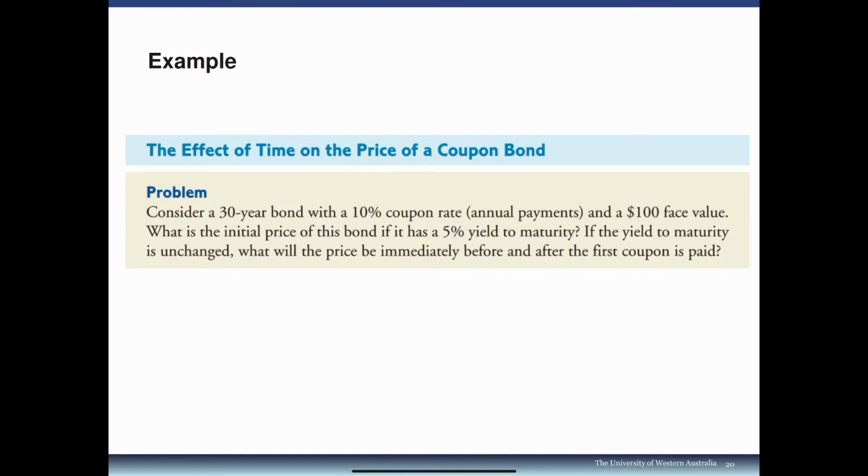So consider a 30-year bond with 10% coupon rate, annual payments to make it easier, and $100 face value. What is the initial price of this bond if it has a 5% yield to maturity? If the yield to maturity is unchanged, what would the price be immediately before and after the first coupon is paid?